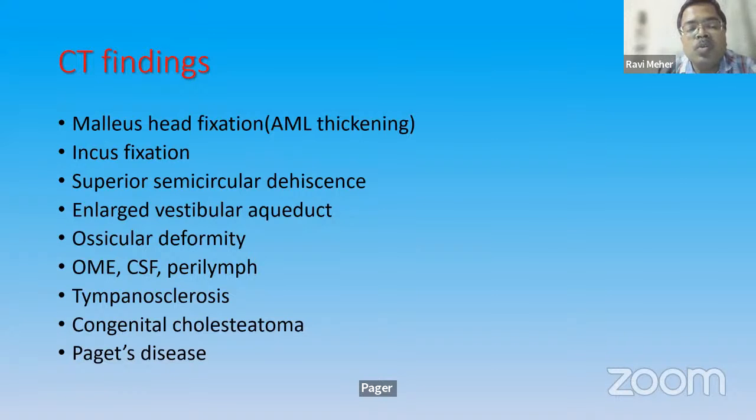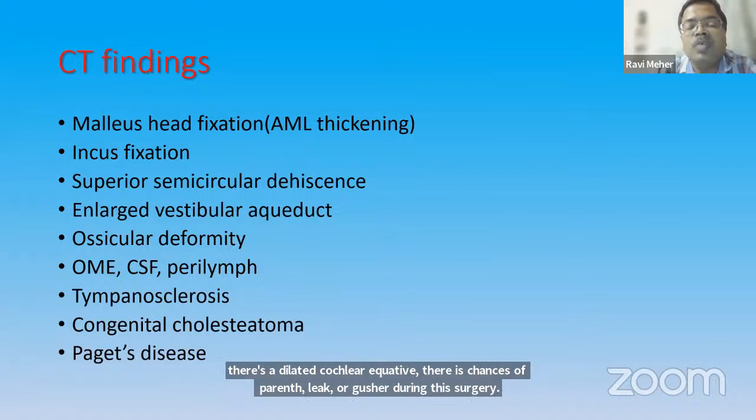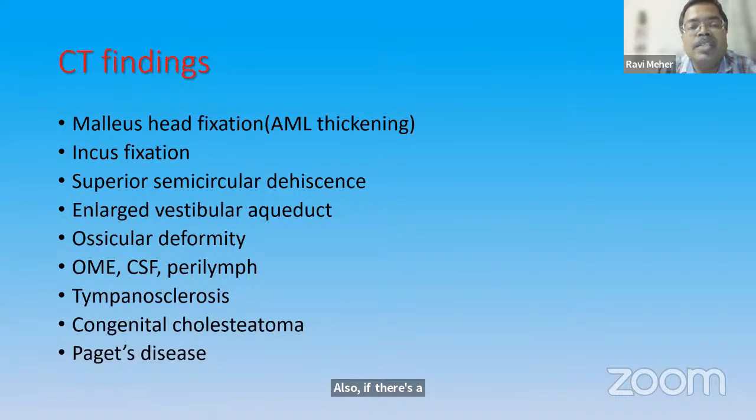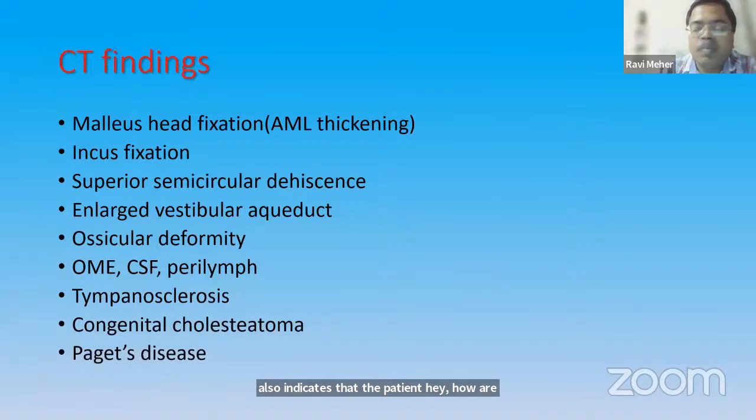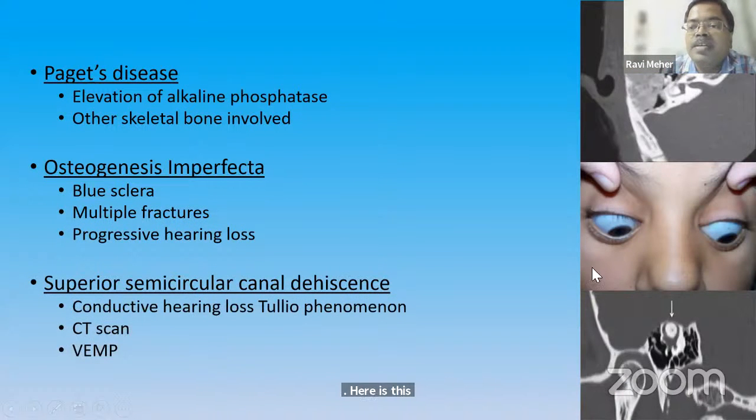You should also look at the cochlear aqueduct, because if there's a dilated cochlear aqueduct, there is a chance of perilymph leak or gusher during the surgery. Also, if there's an enlarged internal acoustic meatus, that also indicates that the patient might have a gusher during the surgery. So these are the points which you must look at on the CT scan. So here is the CT scan of a patient with Paget disease.